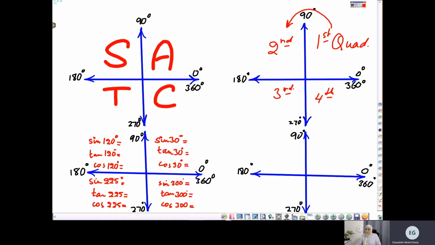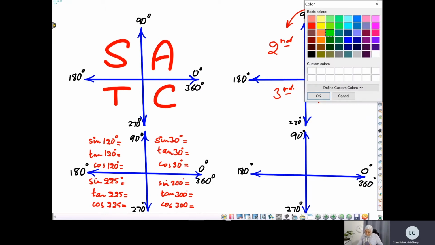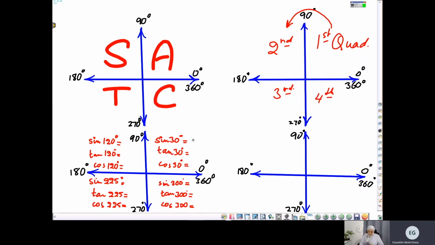It's easy. We need to hold the calculator now and check some acute angles, some obtuse angles, some reflex angles between 180 and 270, and some reflex between 270 and 360. Let's go. I don't want to know the value, I just need to know the sign. Okay? Now, sine 30 is positive, half. Tan 30 is positive, root 3 over 3. Cosine 30 is positive, root 3 over 2. So all functions are positive in the first quadrant.